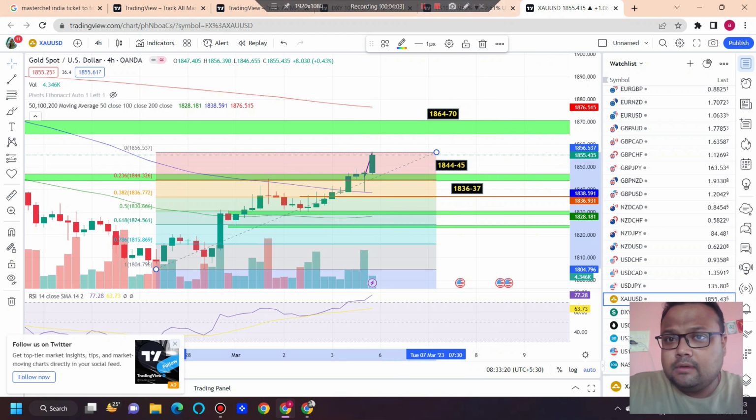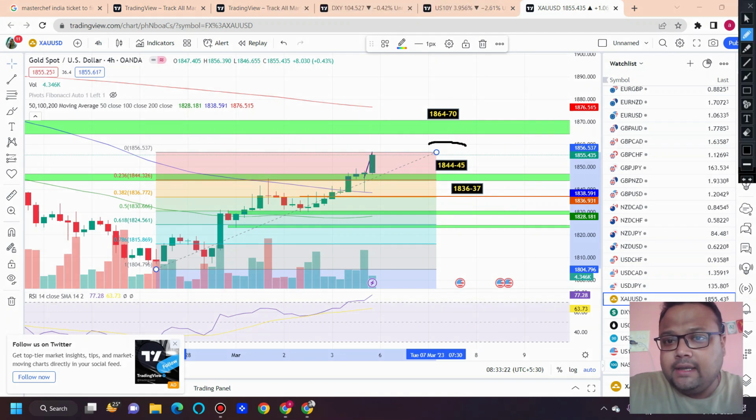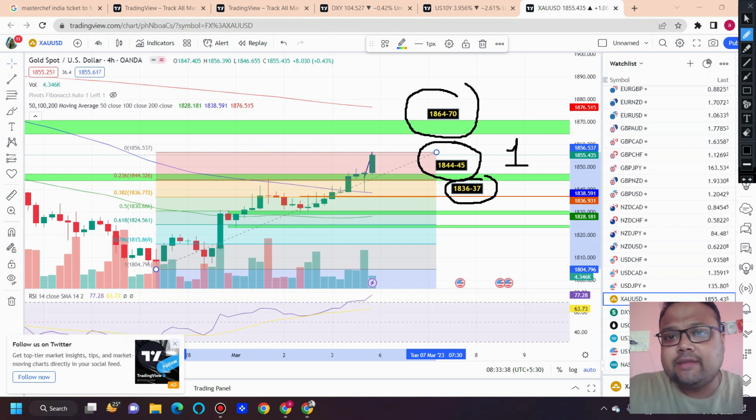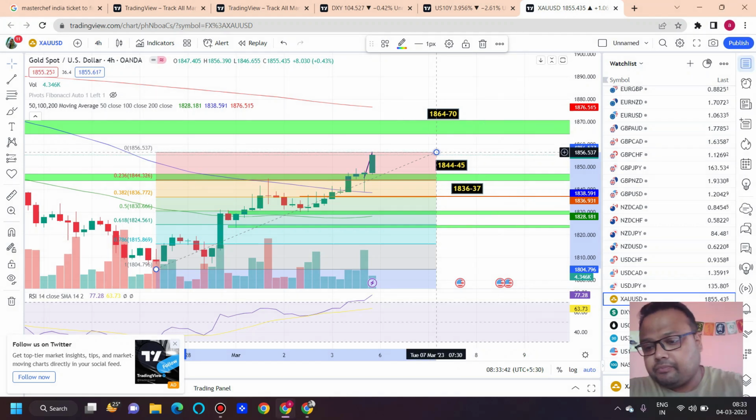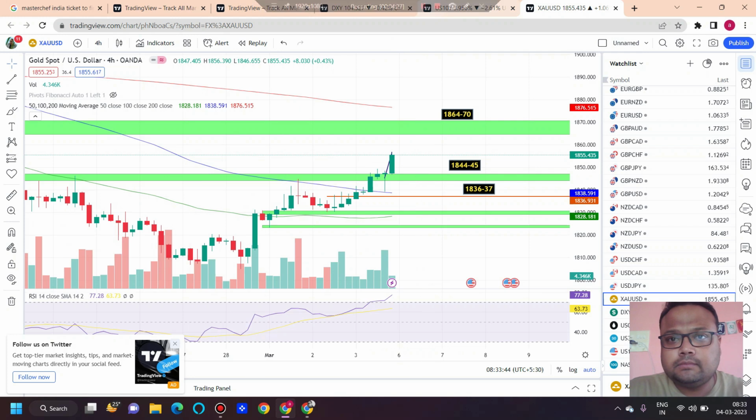So for Monday, we have 1844 to 45 as the new support for the market, or first support, and second support is around 1836 to 1837. Okay, these two are the support levels on the chart of gold, and 1864 to 1870 is the resistance on the chart of gold right now. So the market opening will be very, very important.